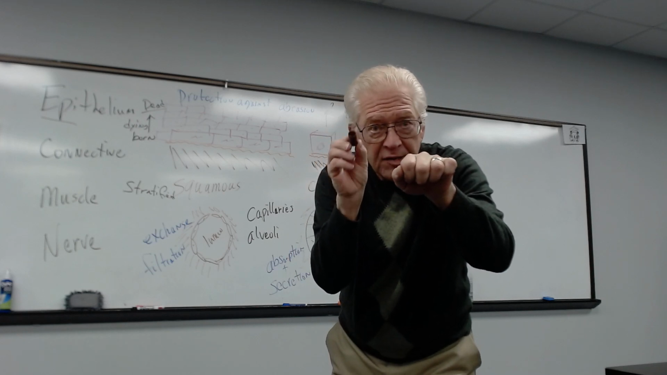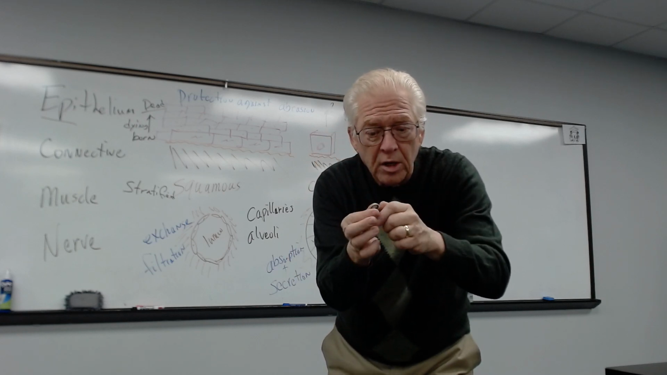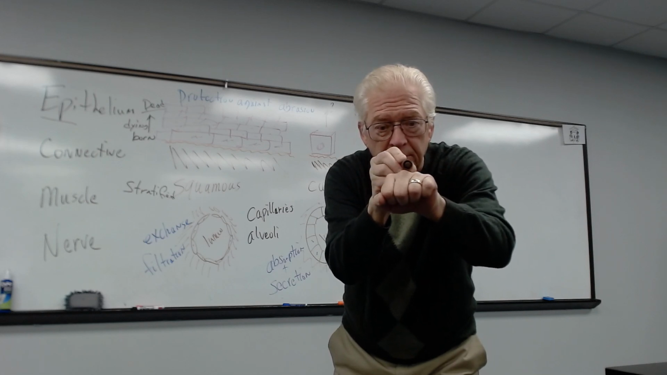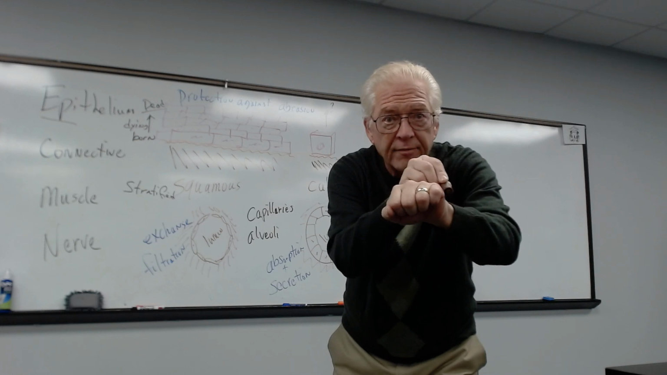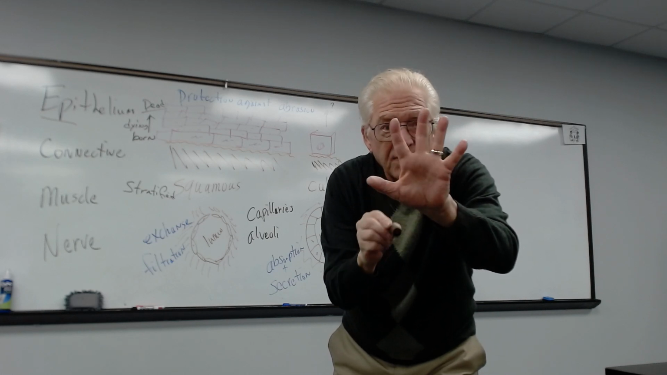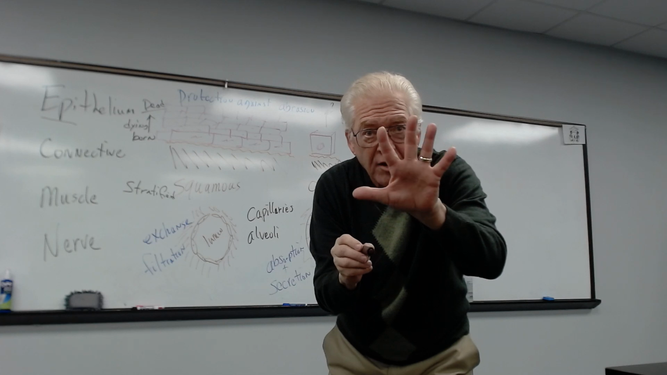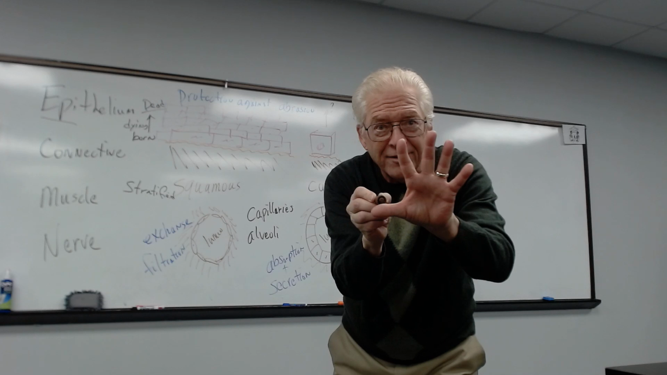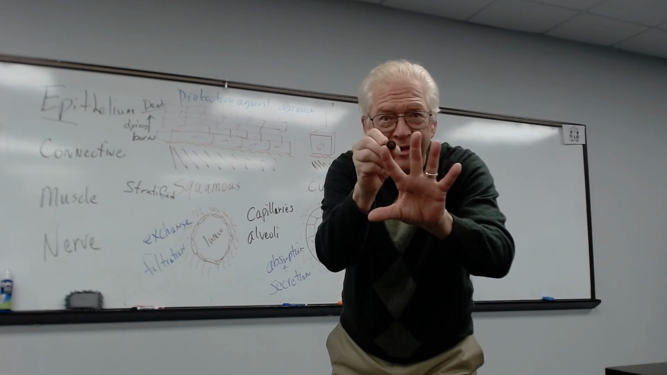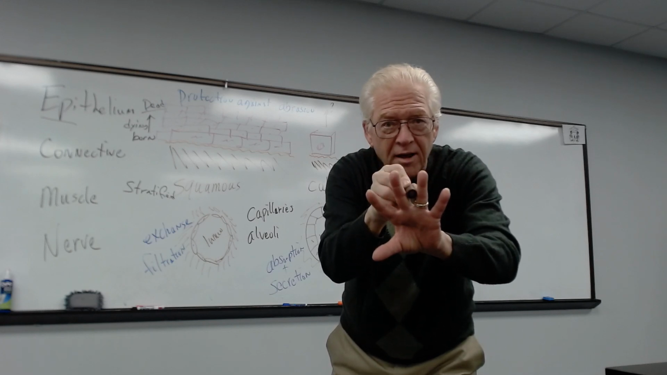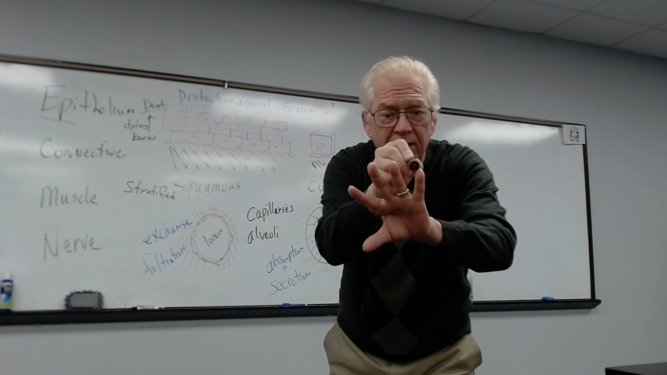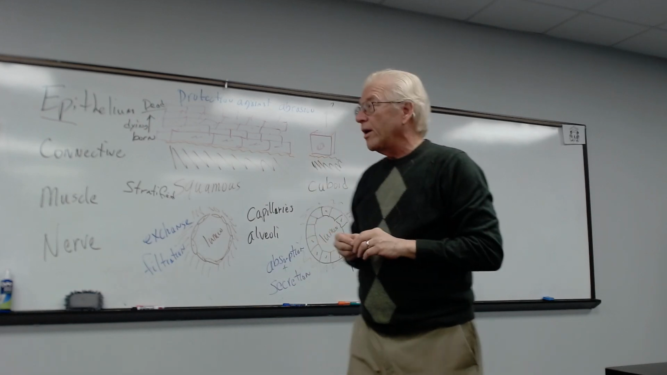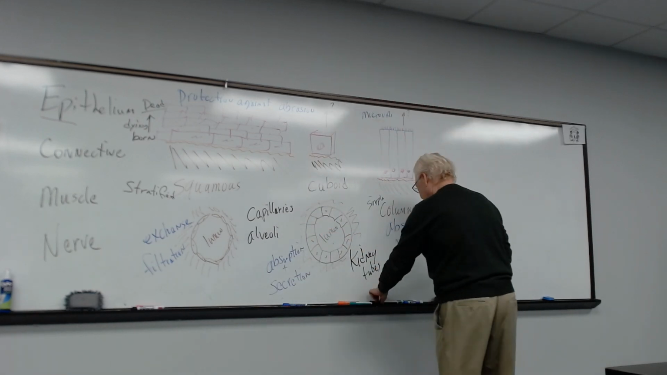Let's count. How many seconds does this piece of food touch my hand? 1 second, 2, 3, 4, maybe 5, right? But if my surface has these microvilli, now how long does this touch? 1, 2, 3, 4, 5, 6, 7, 8. See, it's taking longer because what does this do?